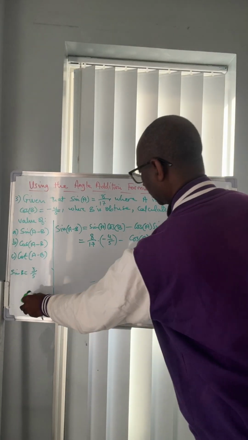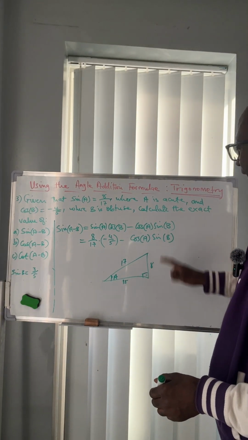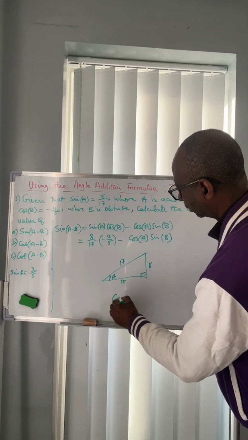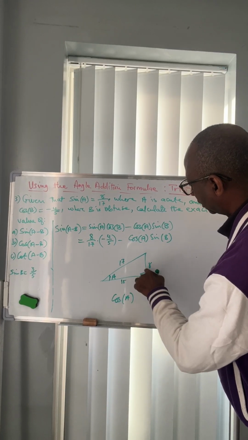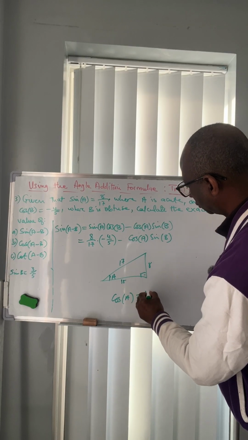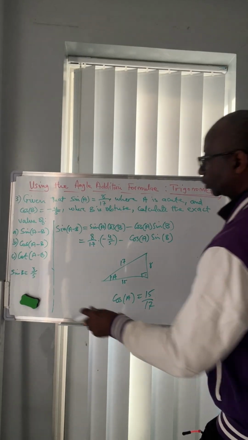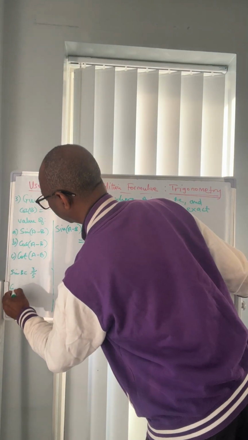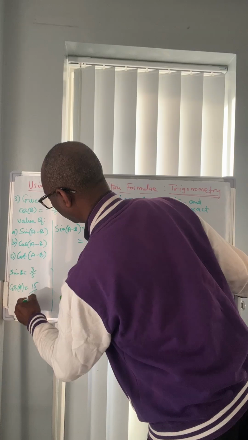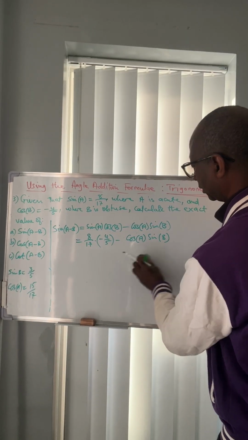Now we need cos A. Cosine of A is adjacent, which is 15, all over hypotenuse, which is 17. So cos A is 15 over 17. Now our problem is solved here.